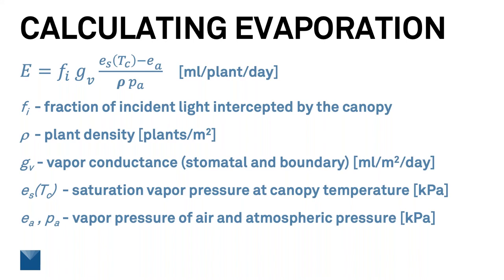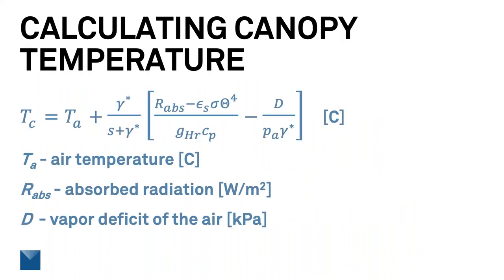And that takes an even bigger equation. Now, I won't talk about all of the variables in this equation, but the most important ones are the air temperature, the absorbed radiation, and the vapor deficit of the air. If we start with the air temperature, then we add a component that's from the absorbed radiation, and we subtract a component due to evaporative cooling. The heat and vapor conductances are a part of the calculation, but they're included in the variable that we show as gamma star in this equation.